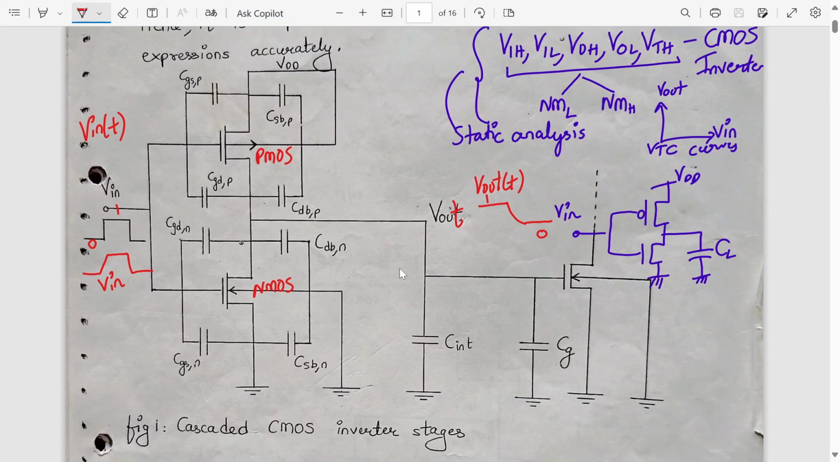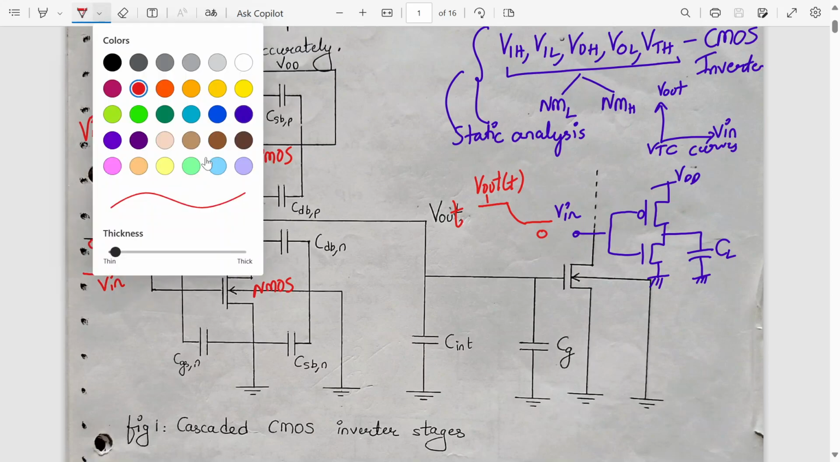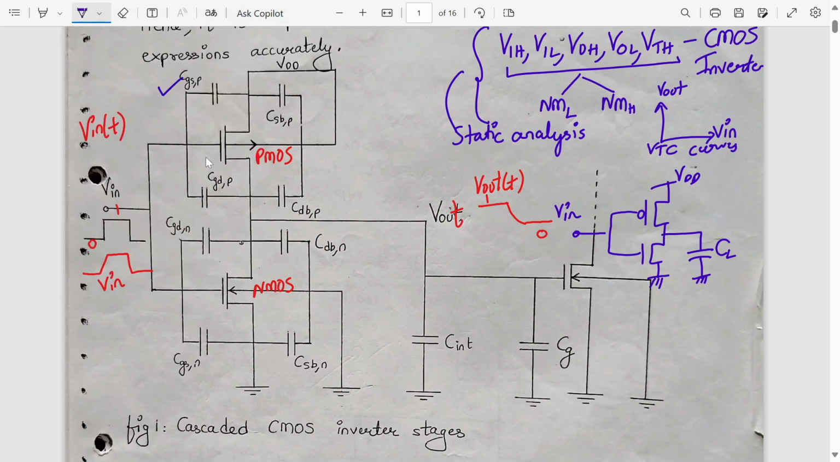Here we have cascaded CMOS inverter stages. So let's say a single CMOS inverter is driving another CMOS inverter. For a PMOS, I have all these capacitances. Which capacitances can I see over here? CGD and CGS are the gate overlap capacitances, which I'm marking in blue color. So CGD and CGS, these are the gate overlap capacitances.